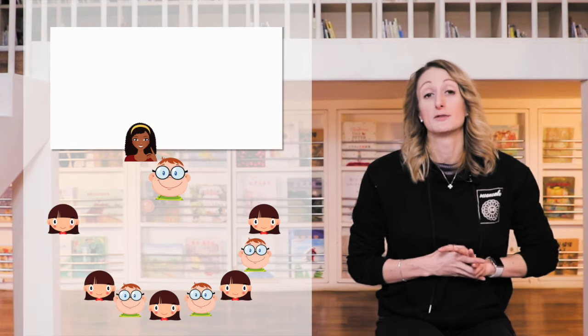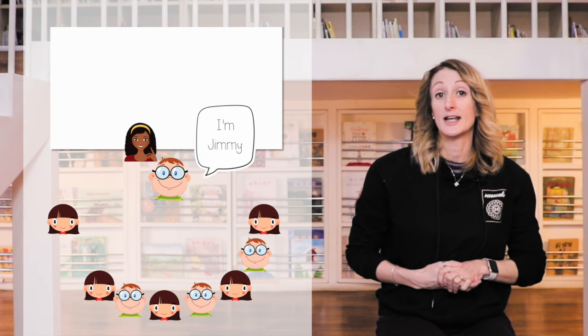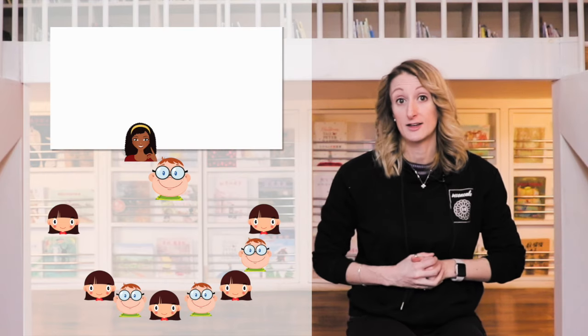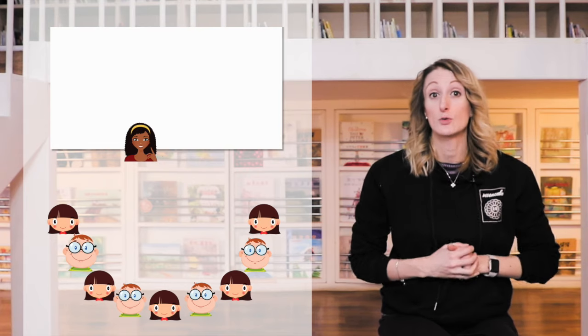Once that student comes to the front, you're going to encourage them to say their name. In fact, you're going to repeat their name 3 or 4 times. I'm Jimmy. I'm Jimmy. Next, you're going to have the whole class sing together. Hello, Jimmy. Hello, Jimmy. It's nice to see you. Hello, Jimmy. That student then sits back down and the whole class chants together once more.